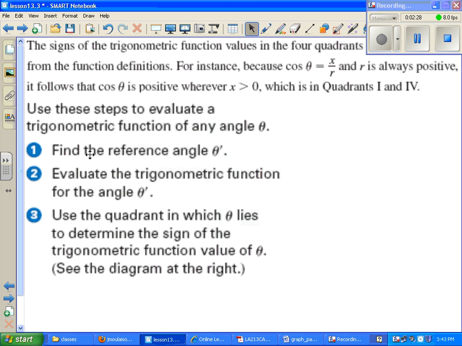So this is just the process to finding a reference angle and also to evaluate a trigonometric function of any angle theta. The first step is to find the reference angle, evaluate the trig function for the reference angle, so determine the sine of theta prime and the cosine of theta prime, and then consider the quadrant when I determine whether the value of the trig function is positive or negative.